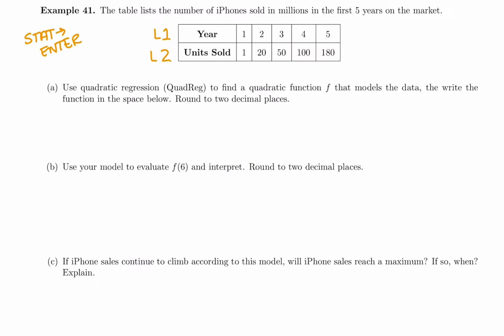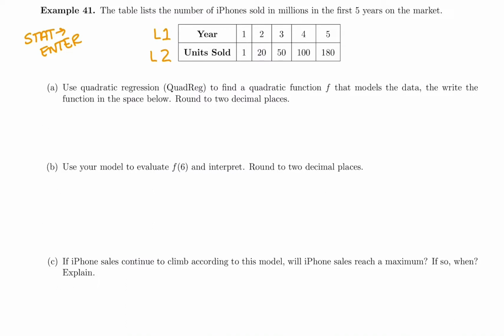So plugging in 1, enter, 2, enter, 3, enter, 4, enter, and 5, enter for L1, and then likewise with L2. If you have something under your L1 and L2, you can go to the top of the list and hit clear, enter, to clear out that list. So highlighting L1 or L2, hit clear, and then hit the enter button in order for it to work.